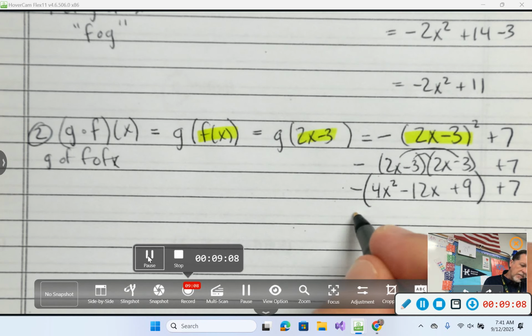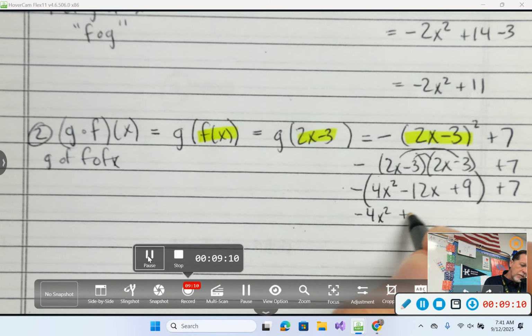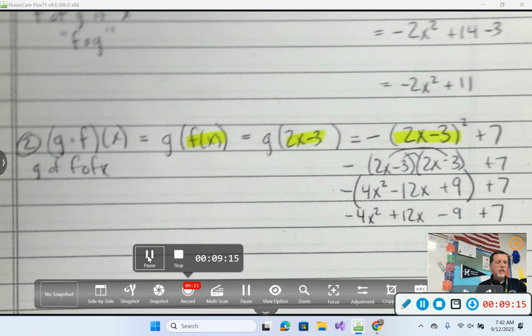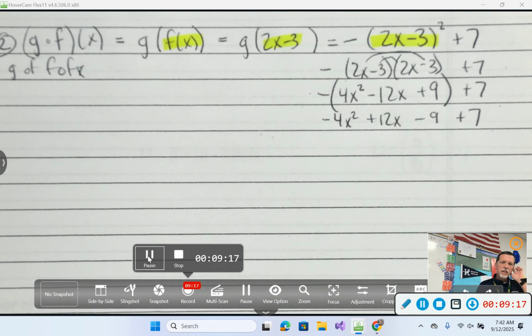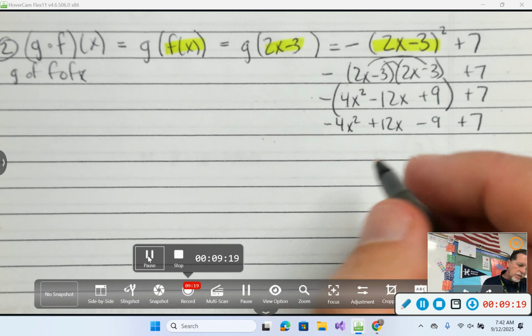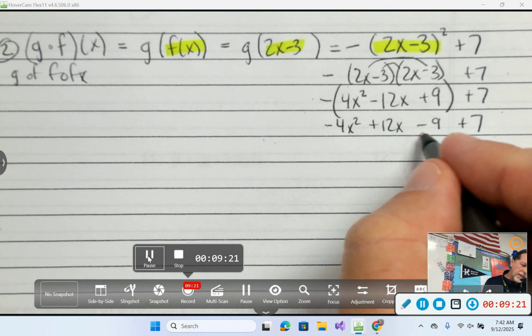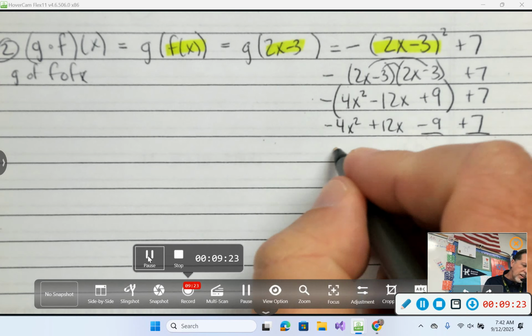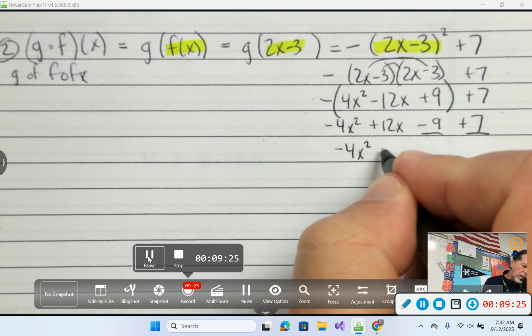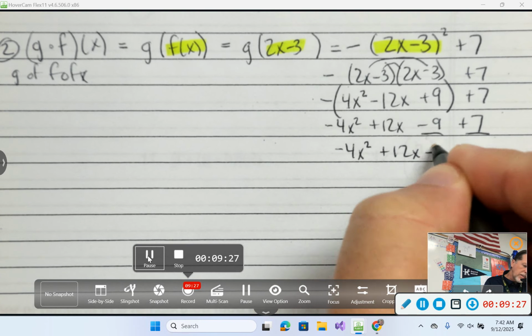We still have the negative out front, so let's distribute that to everybody. And then we'll collect like terms. The only thing we've got is the constants at the end there. Negative 4x squared plus 12x minus 2.